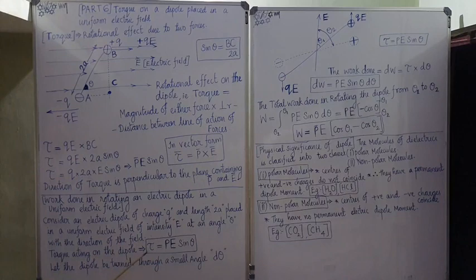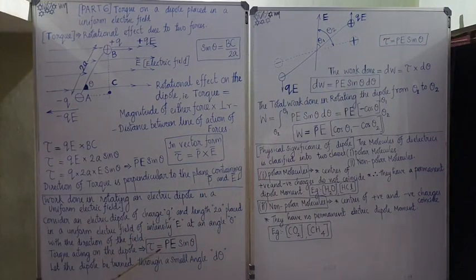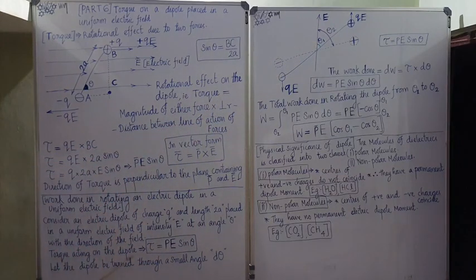Torque acting on the dipole, tau is equal to P E sine theta. We know the dipole moment P is 2a, the distance, times q. E is the electric field given, and sine theta, we have the angle. So the torque acting on the dipole is tau equal to P E sine theta.